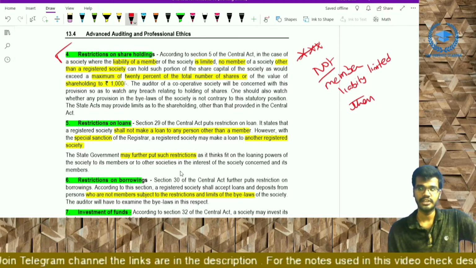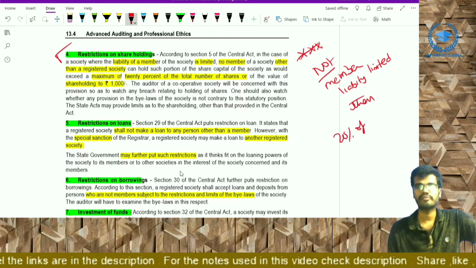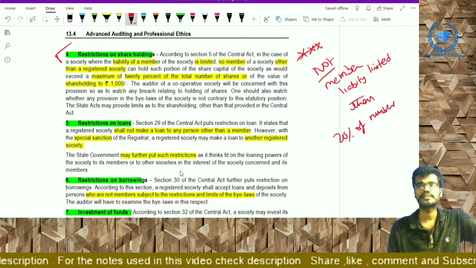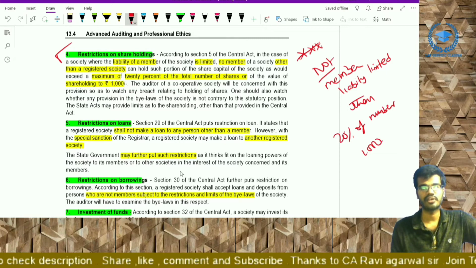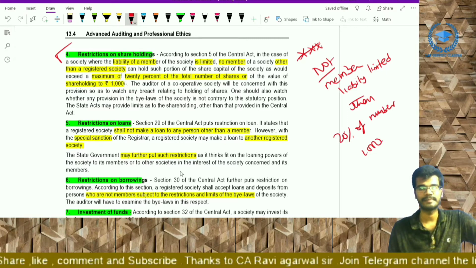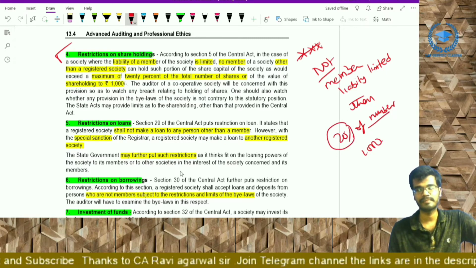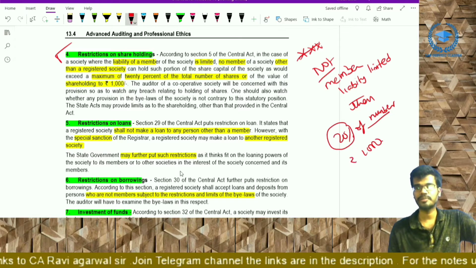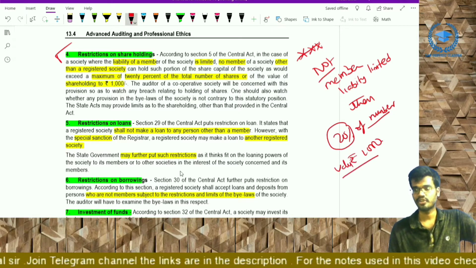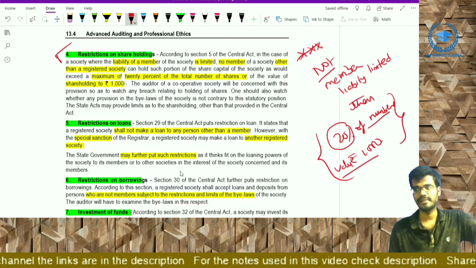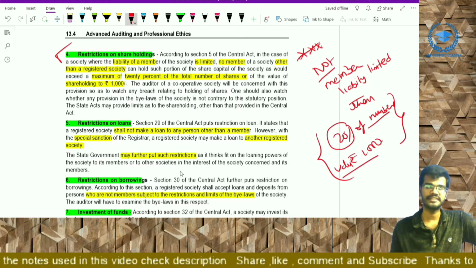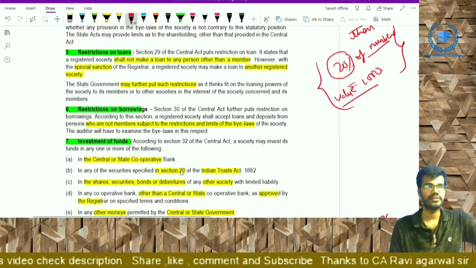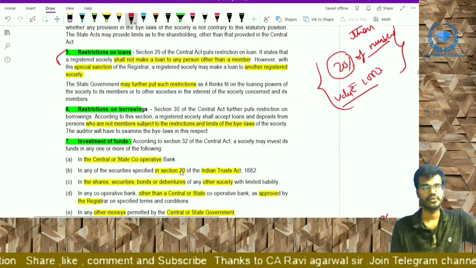Restriction on shareholdings. If it is a society in which the members' liability is limited, and the member is not a registered society, then no member can hold more than a particular shareholding. What is the restriction? 20% of the total number of members or rupees 1000. The maximum amount shall be 20% of the number of members or rupees 1000 in value. It should not exceed this limit if it is not a registered society and the liability of the member is limited. That is the restriction on shareholding.